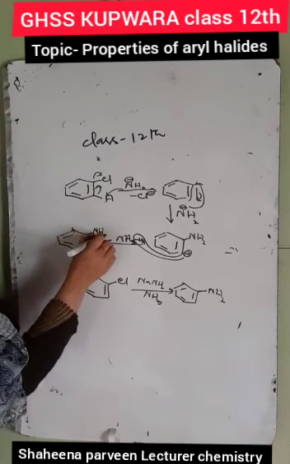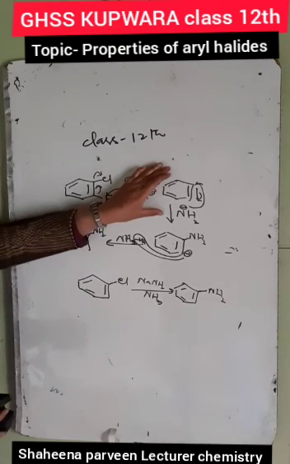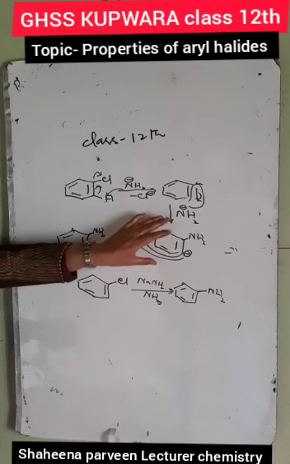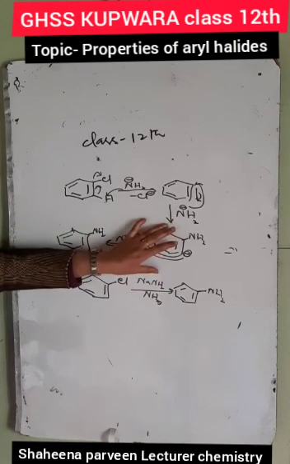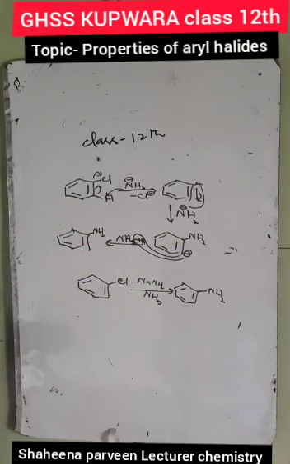तो आपने इस mechanism में देखा पहले eliminate हो गया halogen atom and in the second step it results in the formation of an intermediate which is called benzyne, and then we have the addition of the nucleophile which results in the formation of the substituted product. But this is the second mechanism, nucleophilic mechanism shown by the aryl halides.